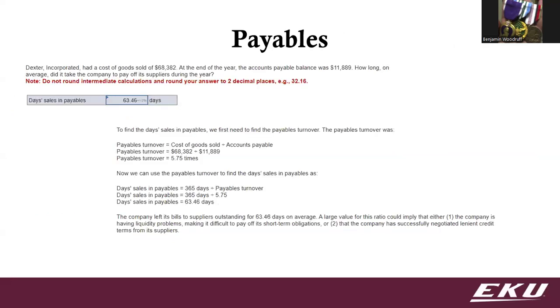Okay, so we're going to look at payables. So this is true for any type of payable. This is our accounts payable. They tell us how much it is. They tell us what the cost of goods sold is, because that's what we owe money for, is trying to get the stuff that we're going to turn around and sell. And then how long does it take for the company to pay off suppliers?